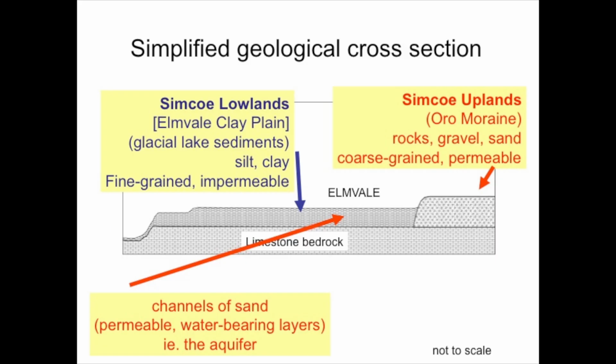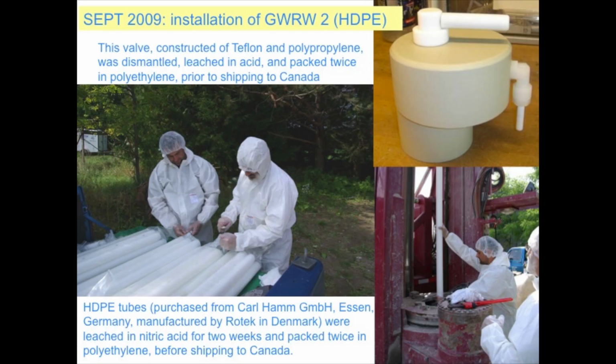A simplified geological cross-section. Here's the uplands. This is the source of our water. It's a moraine. And here is the old clay plain. These are glacial lake sediments, fine-grained. And there's channels of sand running under here that contain our water. I'm not a real geologist, so I consider this a cartoon explaining to you how this all works.